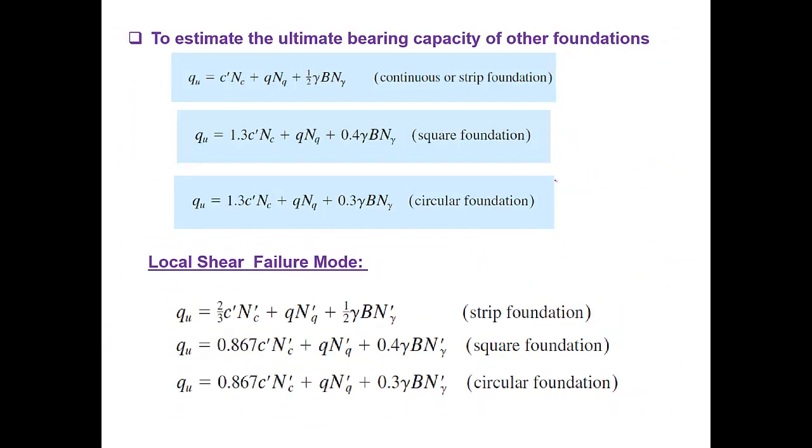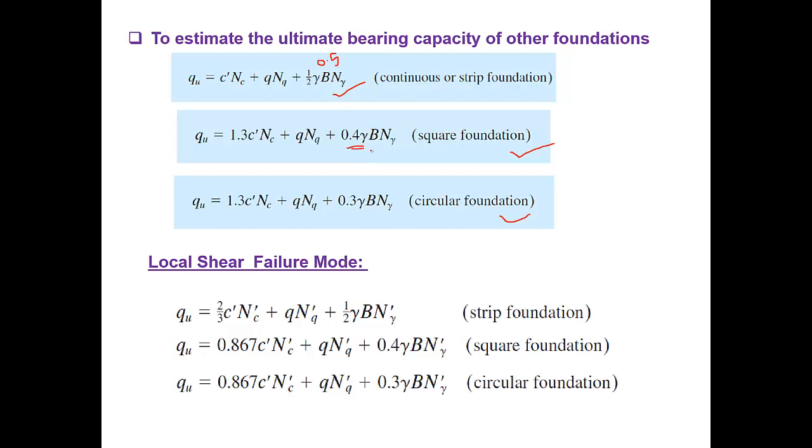Now what happens if your foundation is a square foundation or a circular foundation? At that time you change some values. We have seen the formula for continuous or strip foundations, but for square foundations you change it with another factor. You multiply by an extra 30% in the cohesive term, but you reduce the weight term a little bit. Half means 0.5, so you reduce 10% for the weight term while it is square.